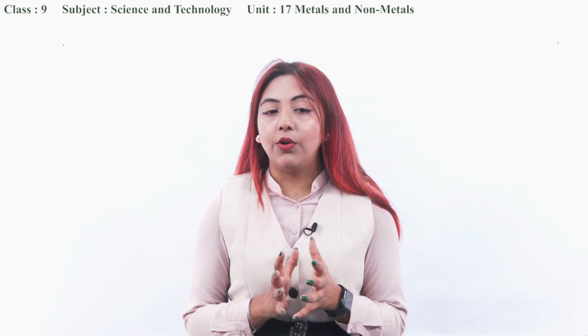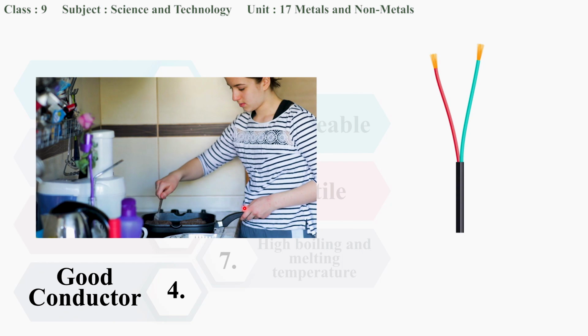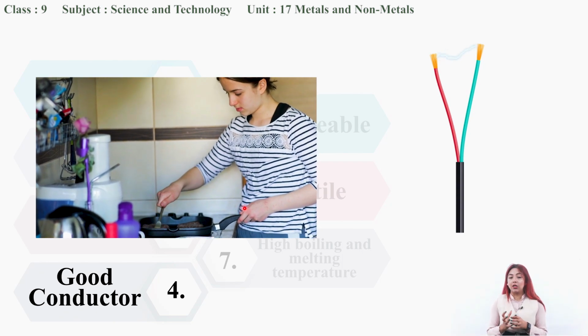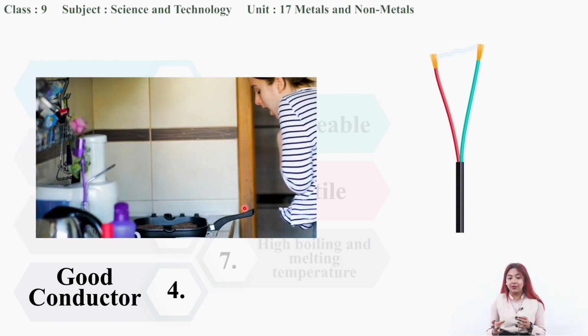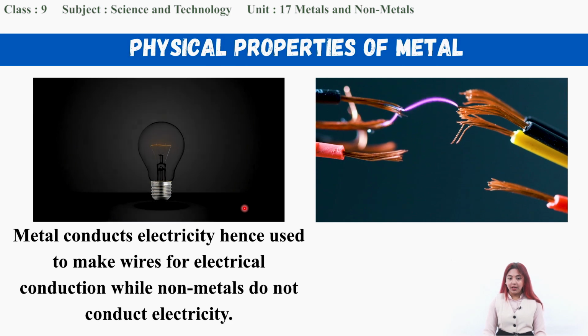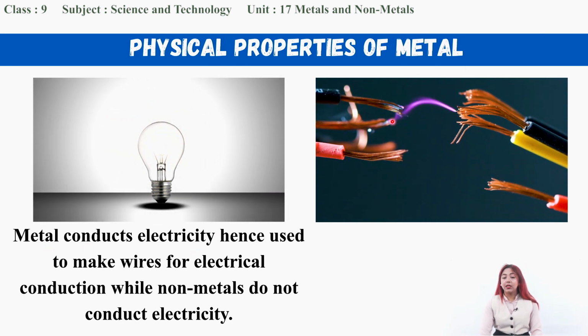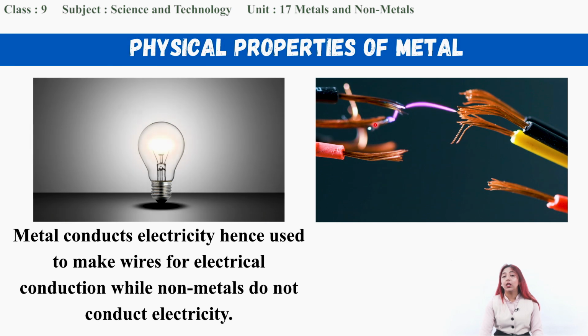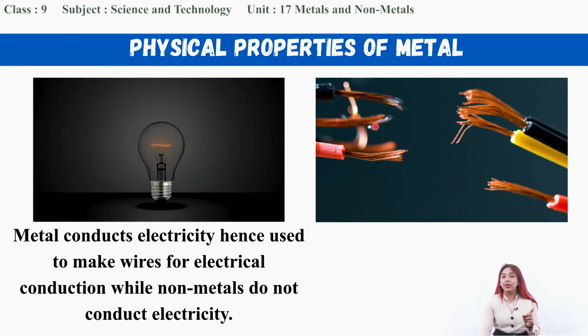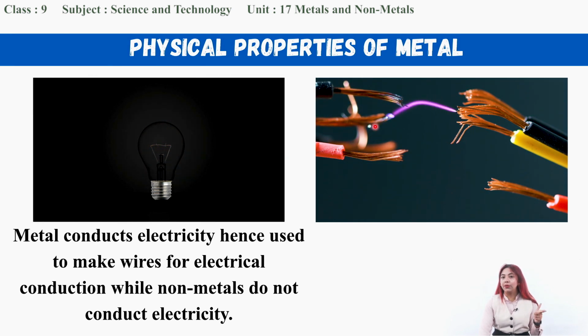Now another important physical property is that metals are good conductors of heat as well as electricity. Here you can see that this copper wire is conducting electricity, and what is copper? Is it a metal or a non-metal? Yes, copper is a metal.